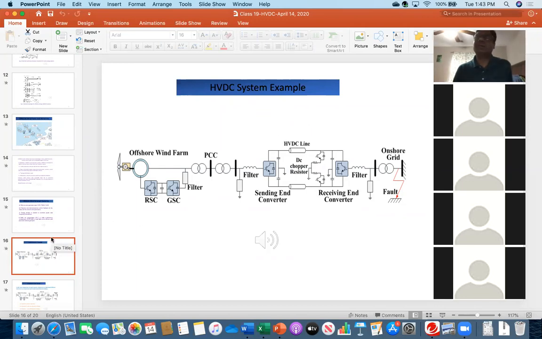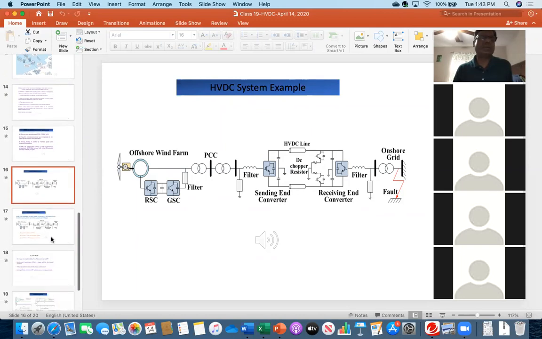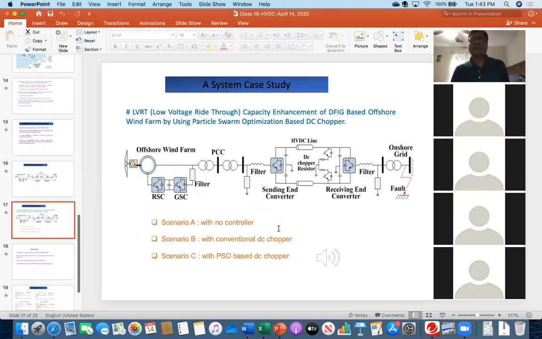Now, moving forward, here I will show you an example of a system case study. Once there is a fault on the grid system, as I told, the impact will go on the left side, starting from this point until the generator shaft. And the main concern is the voltage.